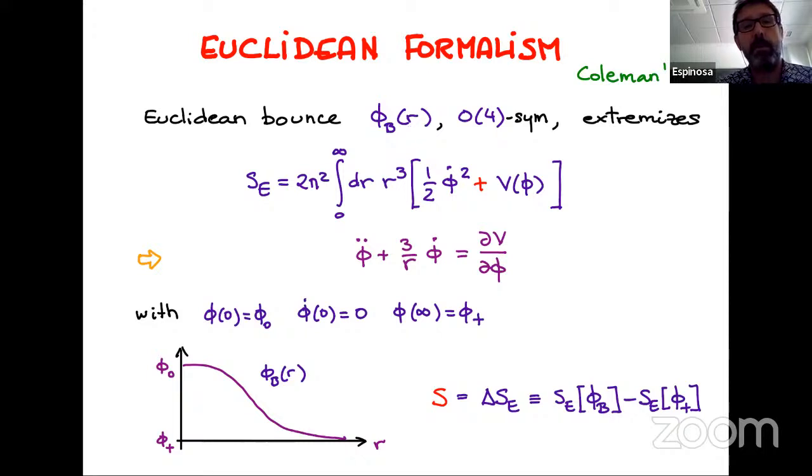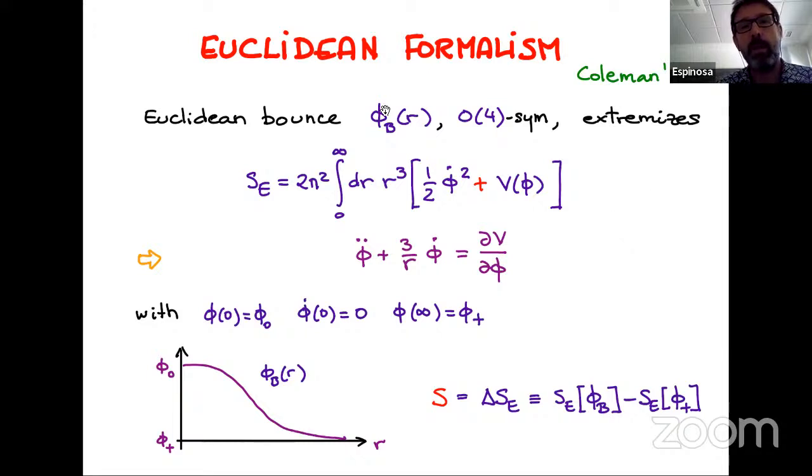This is going to be an extremal of the Euclidean action that I write here as this simple integral using the O4 symmetry of the solution. And notice that the potential has a positive term, and this is a signal that we are living in Euclidean spacetime rather than Minkowski. Okay.